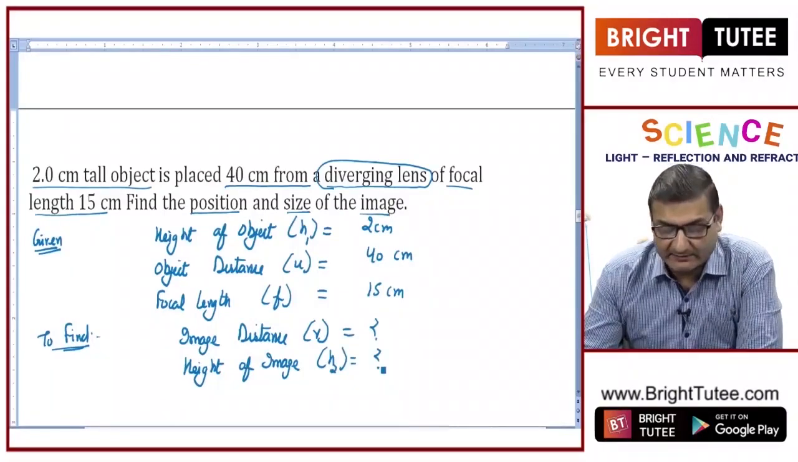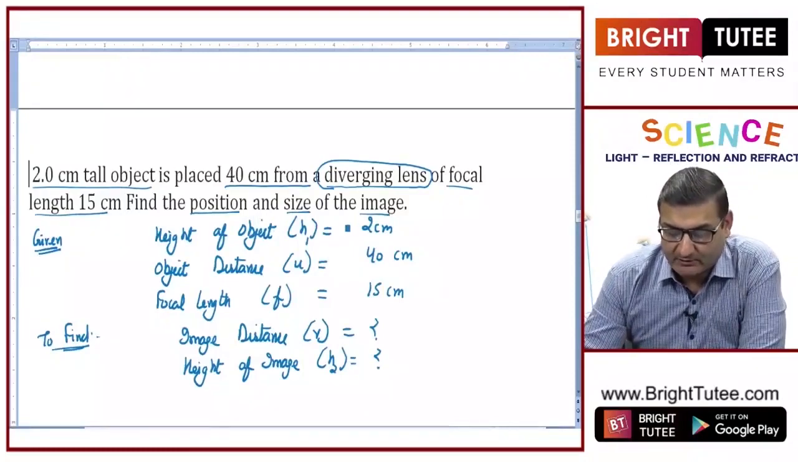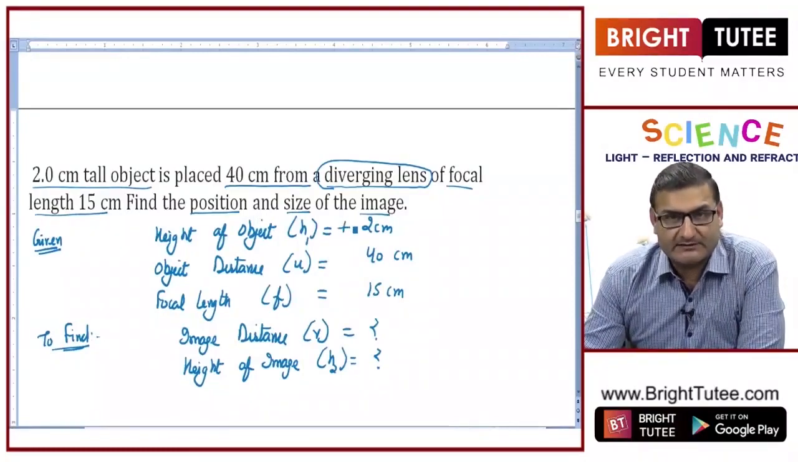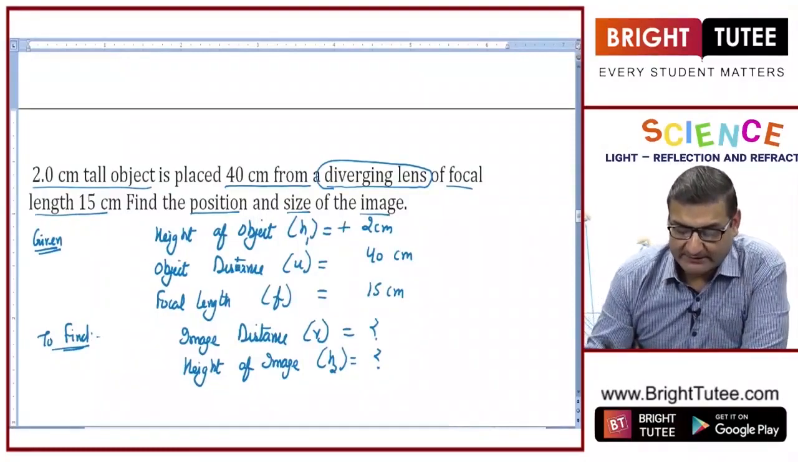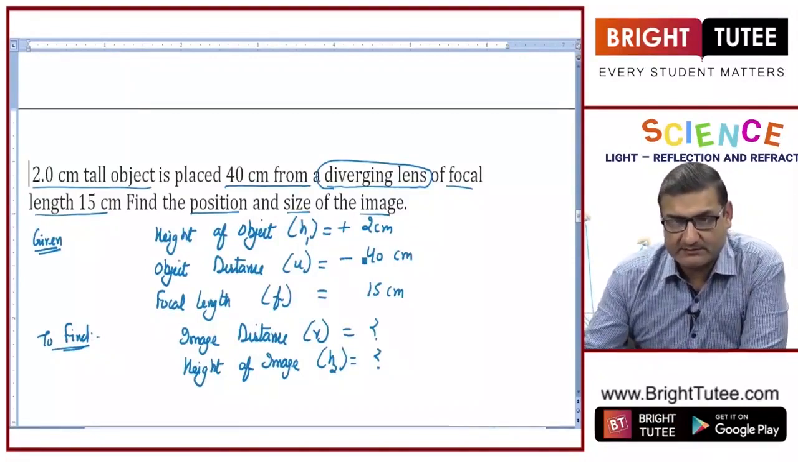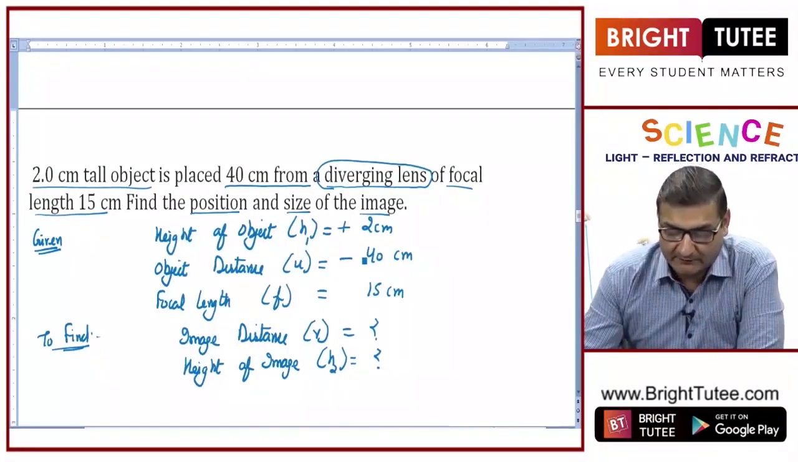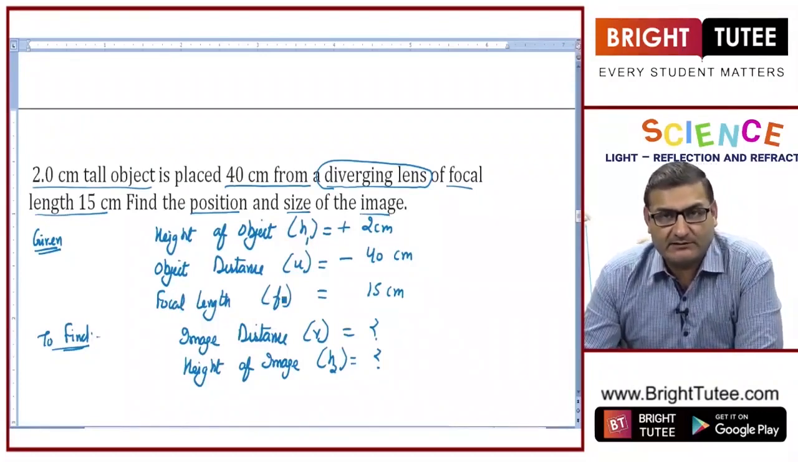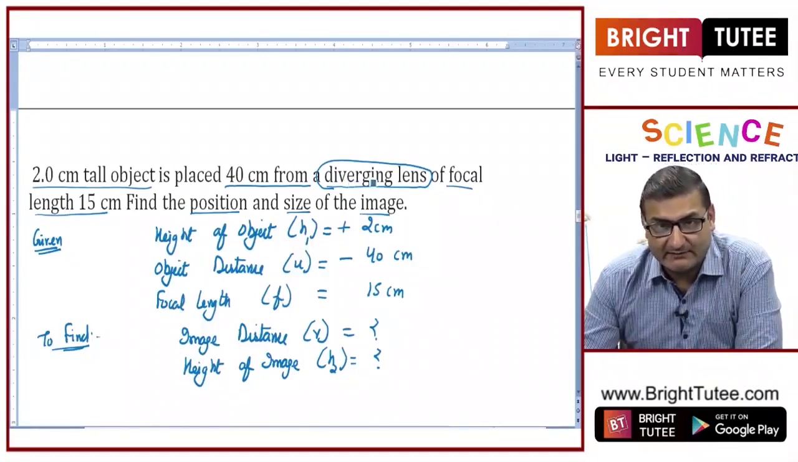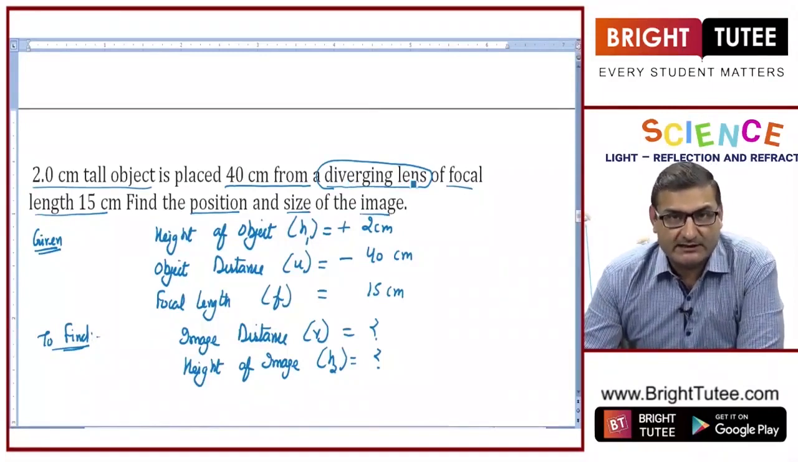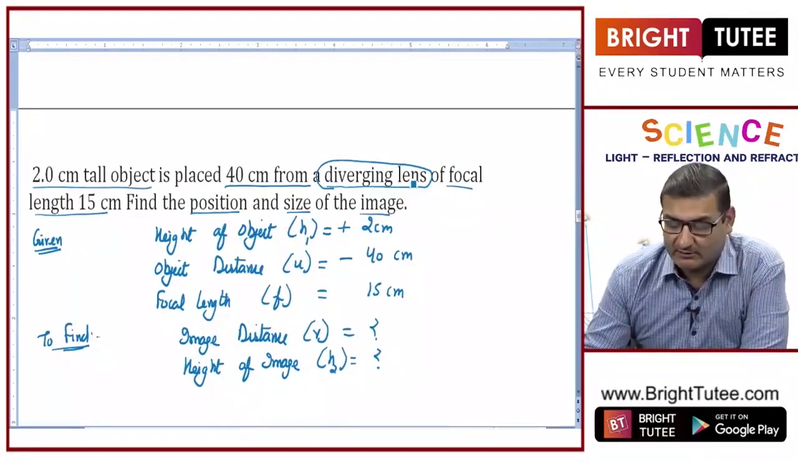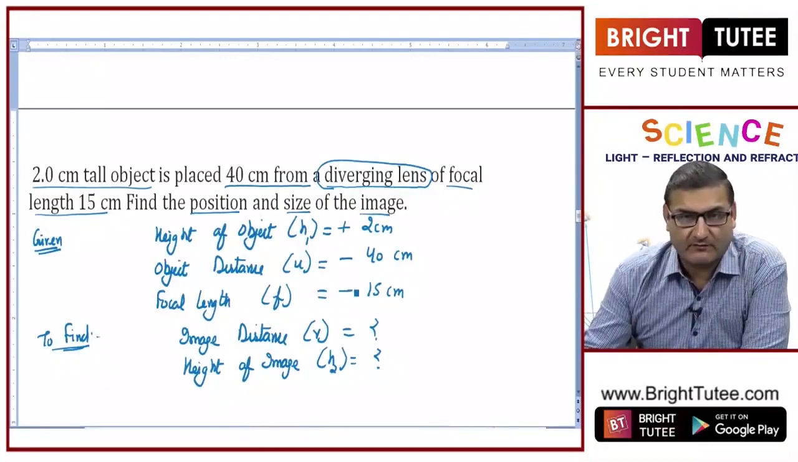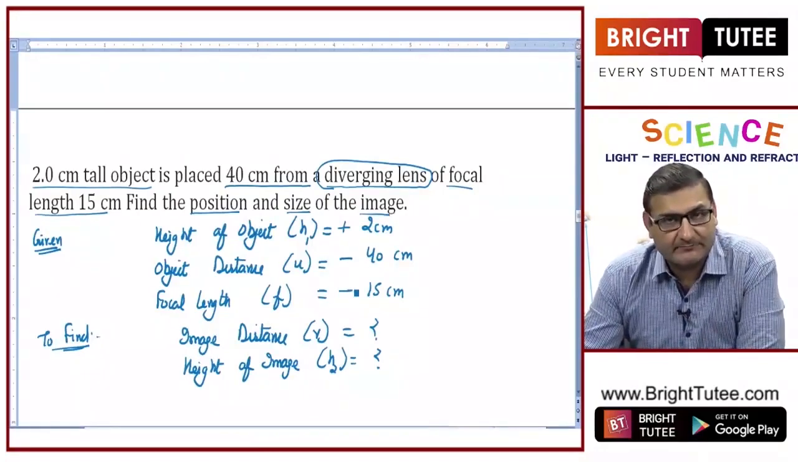So time for sign conventions. Height of object is always taken to be positive because it is an erect object. Object distance is always minus because the object is always placed in front of the lens. Focal length could have been plus or minus, but because it is specified that it is a diverging lens, a concave lens, the focal length of a concave lens is always minus because the focus formed is always in front.